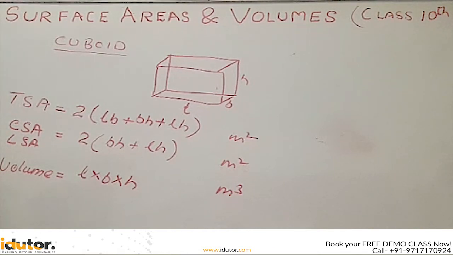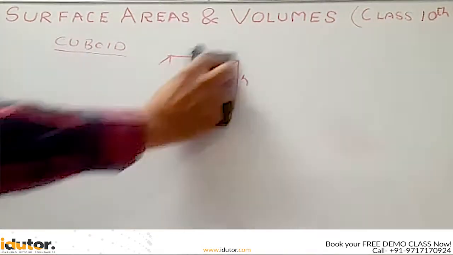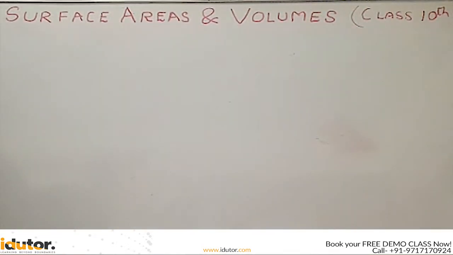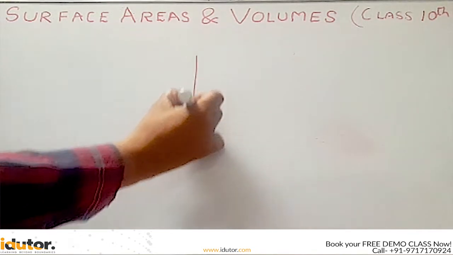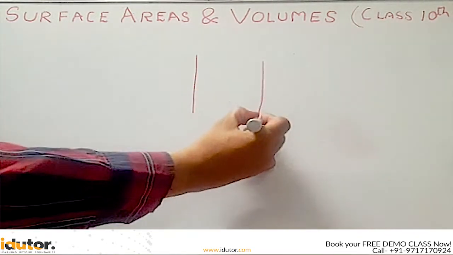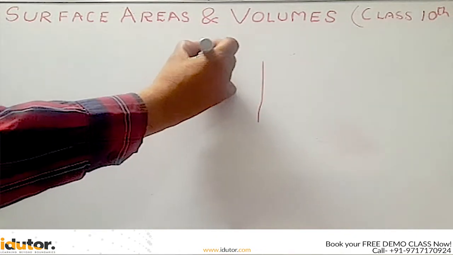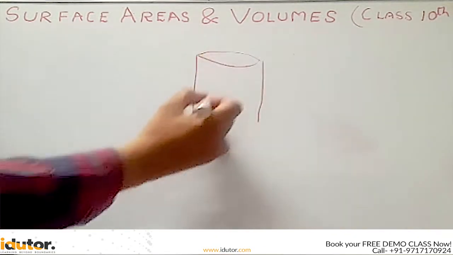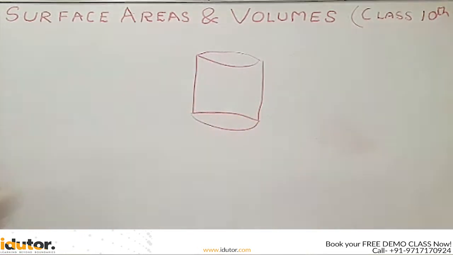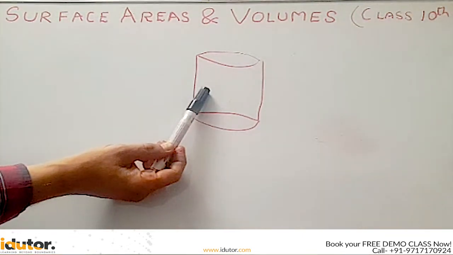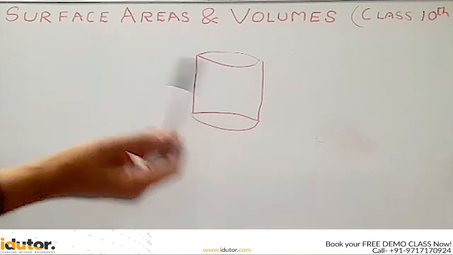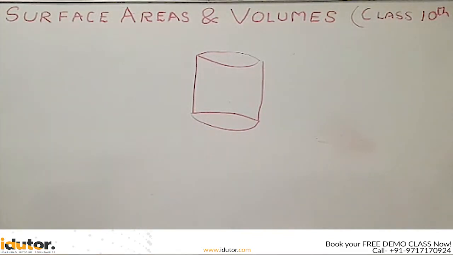After this, we will be discussing the next figure, which is the right circular cylinder. So let us make a right circular cylinder. How do we make it? Simply draw 2 parallel lines, make a circle on the top and a circle at the bottom. You might have seen a cylinder in your home also. In the kitchen, you can see a cylinder of this type, the red cylinder which you use for cooking purposes.